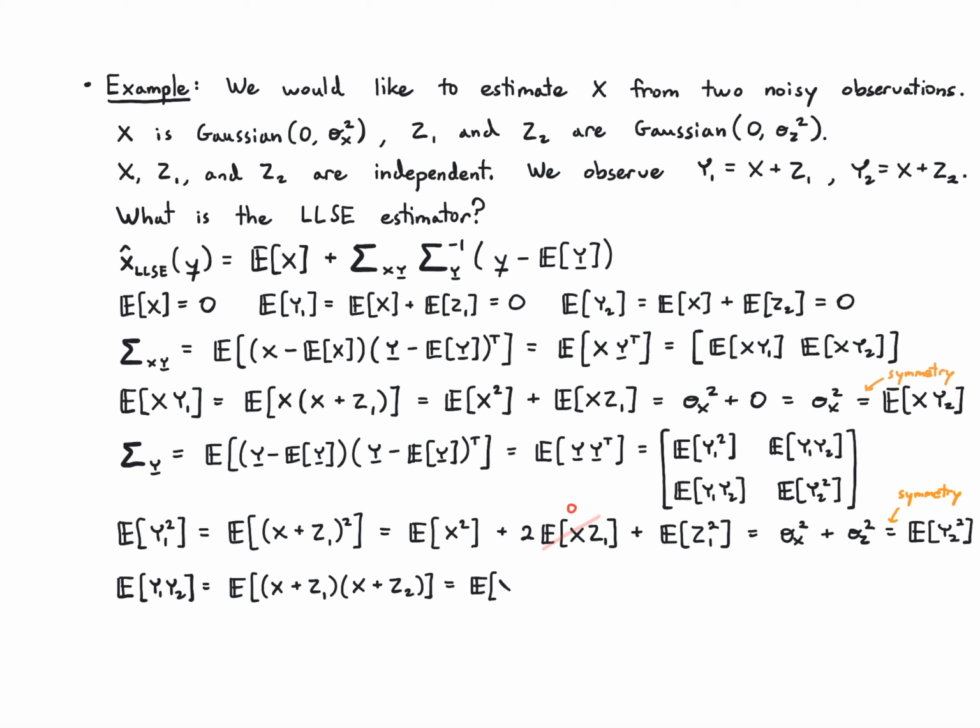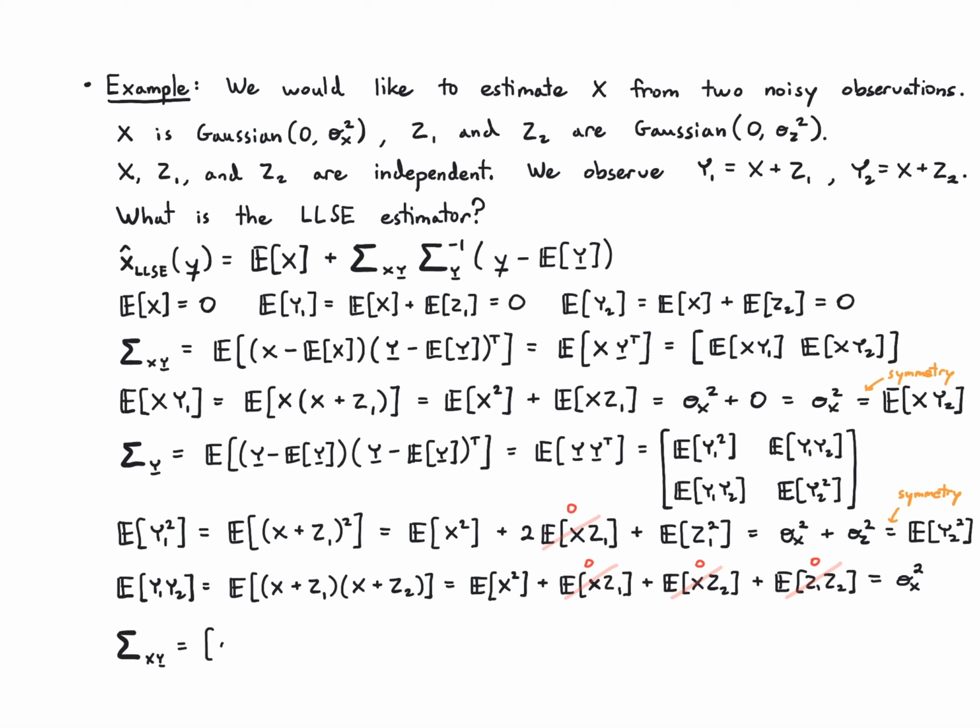So I expand this out again, I'm going to get E[x squared] plus E[x z1] plus E[x z2] plus E[z1 z2]. And a lot of these terms are going to go away by independence. They're all going to be 0. And that's going to be sigma x squared. So I can write down these matrices now.